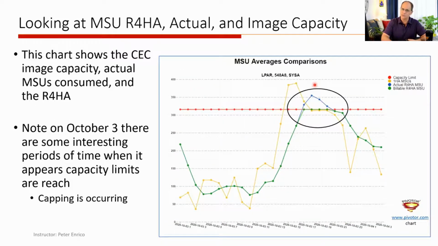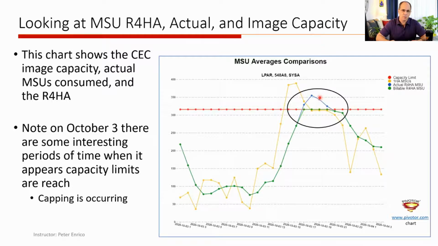And of course, the other thing you look at, and I'm sure you've all seen this, is cases where we have our defined capacity limit for this particular LPAR here at 300 and some odd MSUs. We have our interval MSUs, which is how many MSUs we're using on a regular basis. But then we see here in the circle, we have a divergence of the actual rolling four-hour average and the billable rolling four-hour average.